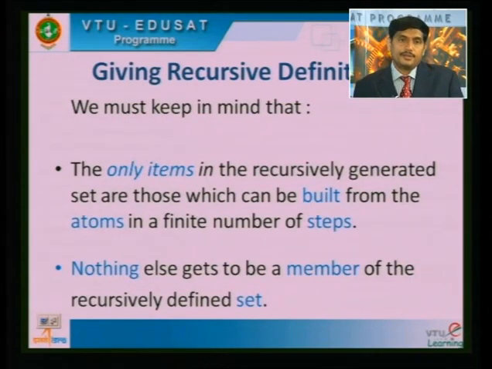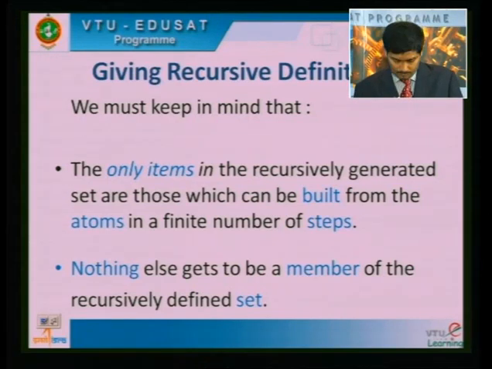We must keep in mind that the only items in the recursively generated set are those which can be built from the atoms in a finite number of steps. This is one of the important things. The only items in the recursively generated set are those which can be built from the atoms in a finite number of steps, not infinite. Nothing else gets to be a member of the recursively defined set.